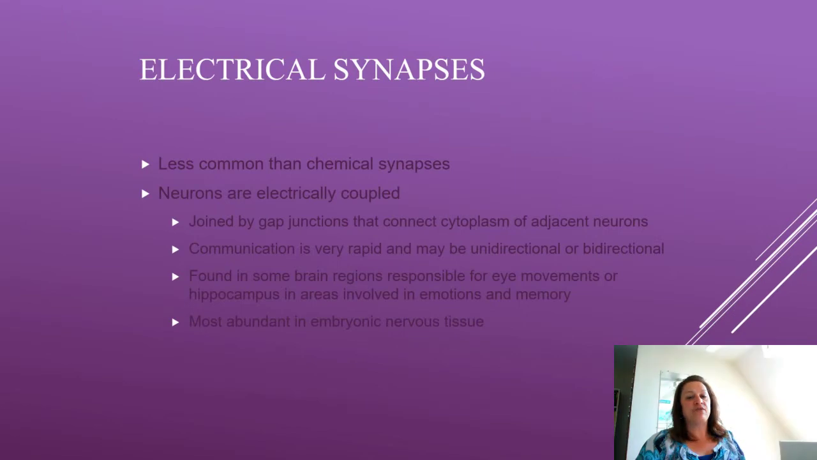So less common, we have electrical synapses, all right? And these are joined by gap junctions. Remember way back in bio, gap junctions connect cytoplasm together, and you can have rapid unidirectional or bidirectional communication between the two neurons. They're most abundant in embryonic nervous tissue; we sort of grow out of that as we grow and differentiate. But we can still find some examples in our eye movements and in an area called the hippocampus, where we have emotions and memory. But for the most part, we're back to neurotransmitters and chemical synapses.